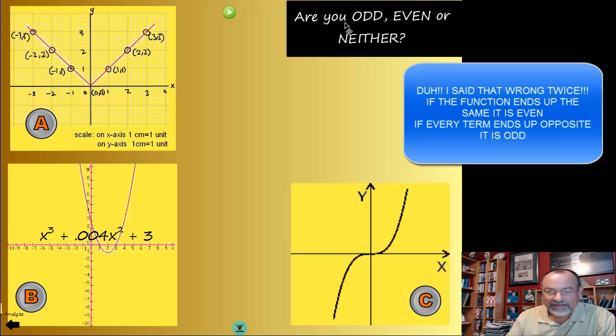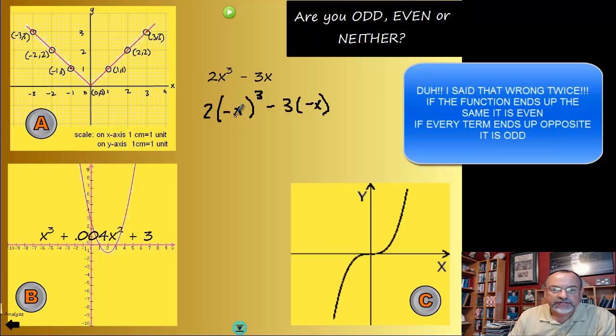Okay, let's do this next one here. So here's another function. Again, I'm going to put in negative x for each x. So this is going to be negative x cubed, and then I'm going to simplify the expression. Negative x times negative x is negative x. So this is going to end up being negative 2x cubed. The x cubed is x cubed, the negative sign cubed is a negative sign, so that ends up being this. Now here I have negative 3 times negative x, so this ends up being positive 3x.